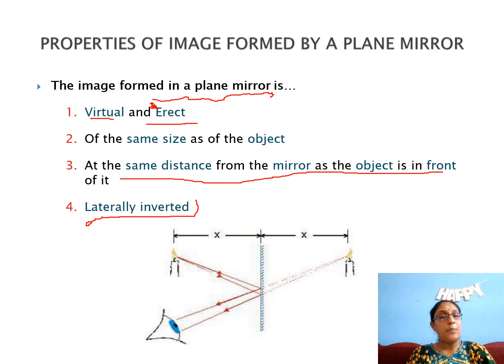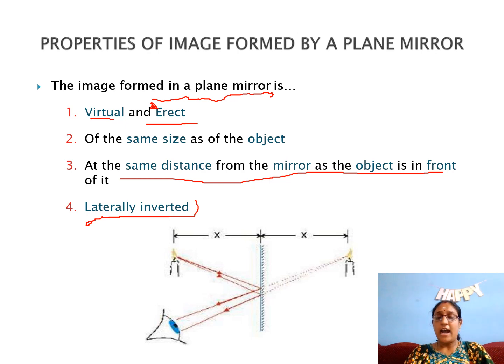So what are the properties of the image formed by the plane mirror? The image formed by a plane mirror is virtual and erect, of the same size as the object, at the same distance from the mirror as the object is in front of it, and it is laterally inverted. Got it, kids? You know what is lateral inversion, what is erect, and what is a virtual image.